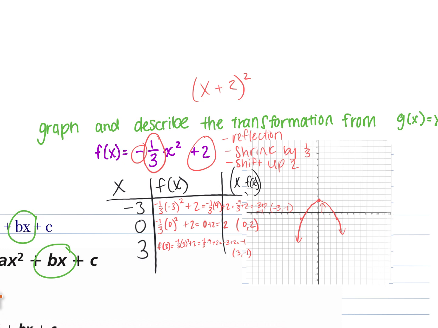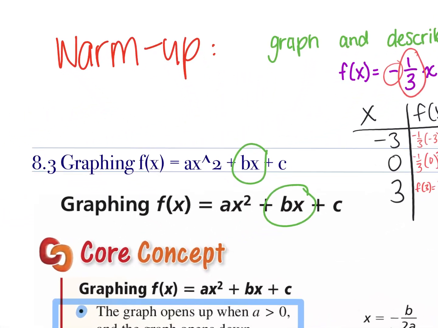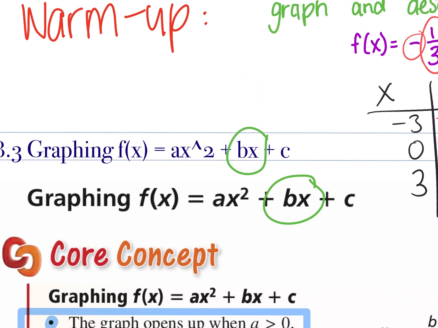Okay, let's pull out our homework from yesterday. Let's go over that. We are now adding in what term? bx. Do you guys remember when we were factoring, I said you're going to have an a, you're going to have a b, you're going to have a c? We left out b this entire time. Section 8.3 involves that b value.